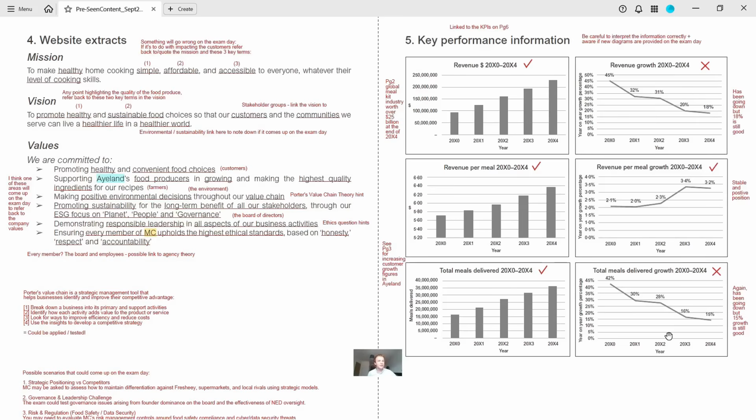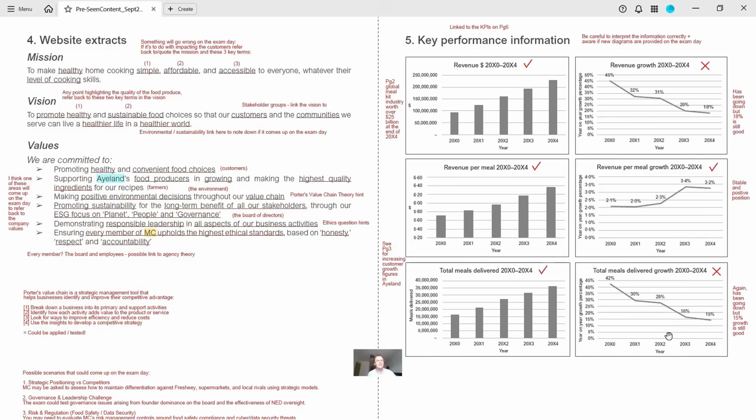Now, the more interesting one is the values. Just go through them one by one because the key word on here is they are committed. So if they break any of these values, which something will go wrong on the exam day, say that this is breaking the commitment to the business of MenuCraft's values. You've got on there promoting healthy and convenient food choices. So that's the stakeholder group of the customers. We've got the food producers in growing and making high quality ingredients for the recipes. So the environment, the farmers on there. And you can see on my notes, I think one of these areas will come up on the exam day. So refer back to it as breaking the commitment to the values.